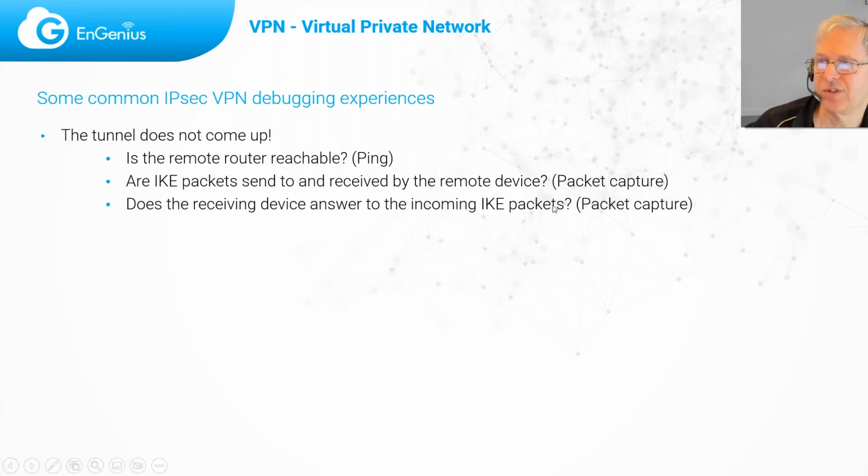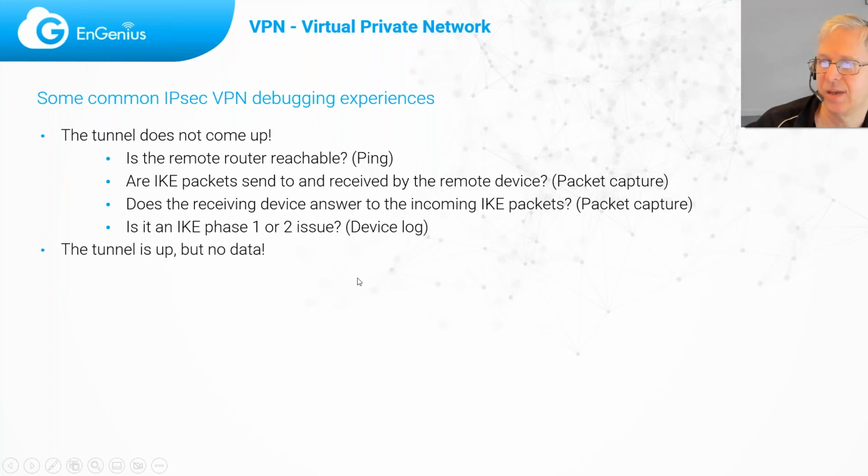So if it receives it, then the next question is, does it even answer? Again, you need a packet capture for that. Then if it goes on partly, you can see it in the packet capture, but also in the device log: is it a phase 1 issue or a phase 2 issue? You want to know this because you want to know if you need to look at the first part, the phase 1 part, and make some changes there, or whether maybe the mistake is in the second part. So knowing that it passes phase 1 and stops at phase 2 makes a lot of sense.